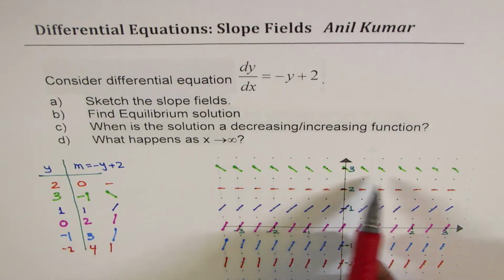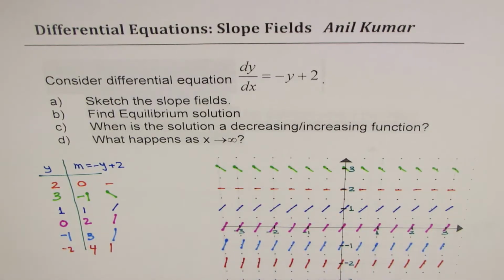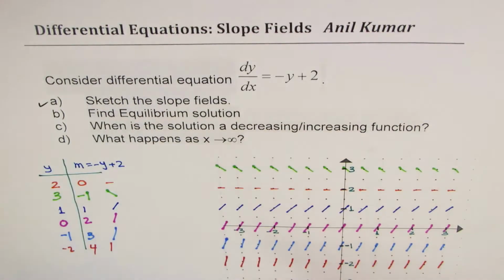Now I think from this pattern, you can see a lot about the solution of your differential equation dy/dx equals minus y plus 2. So we have done part 1, which is to sketch slope fields. Now let's answer the next question, which is find the equilibrium equation. What is that? Equilibrium equation.